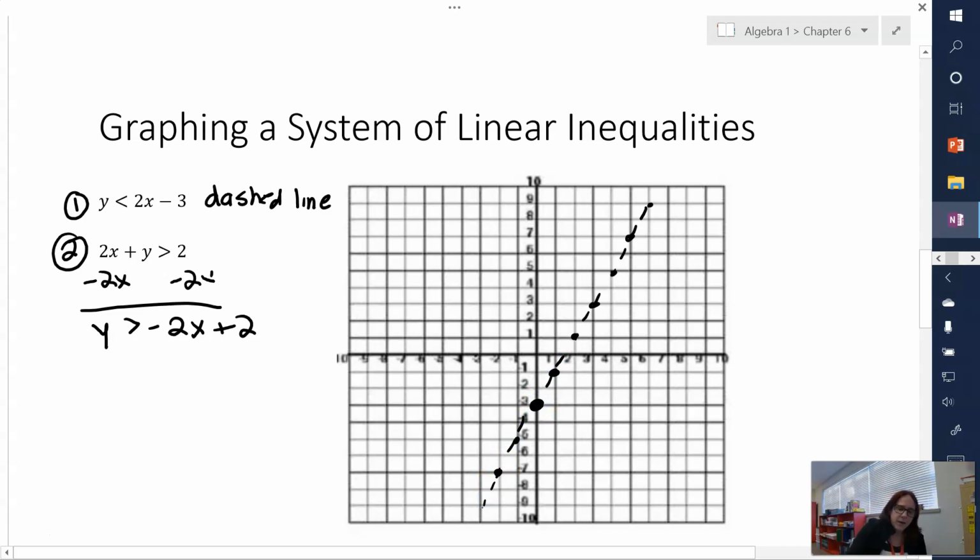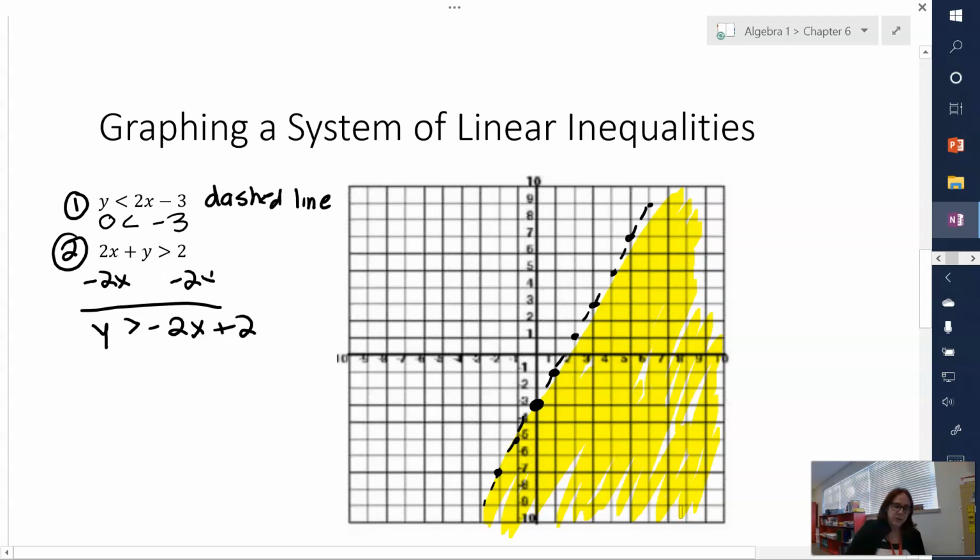Okay. And I'm going to use a yellow highlighter to shade. Test point: put in a 0 for x and a 0 for y, and I get 0 is less than negative 3. Now that's not true. 0 is not less than negative 3. So when I shade, I'm not going to shade on the side where the origin is. Instead, I'm going to shade the other side. So here comes my shading. This is my shaded side.